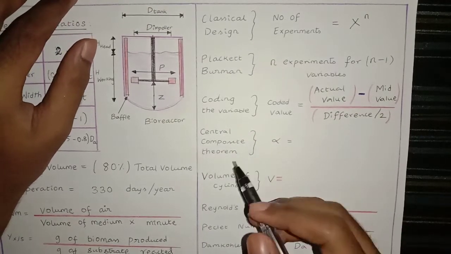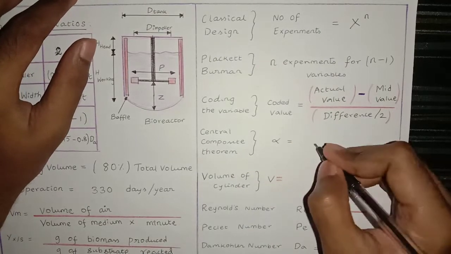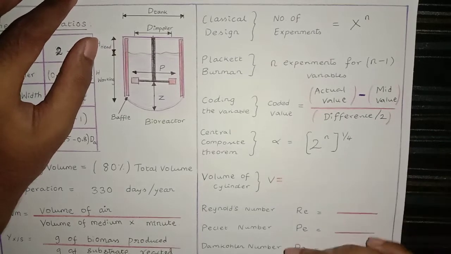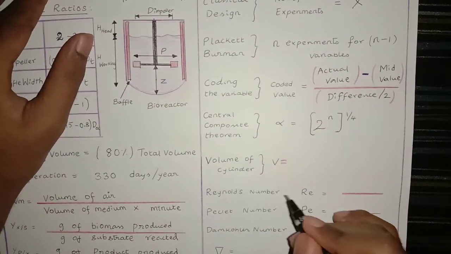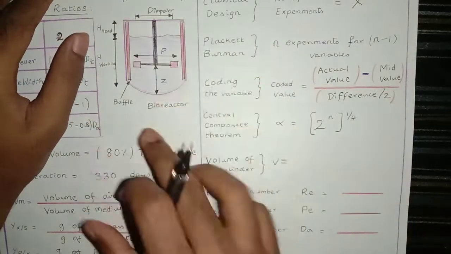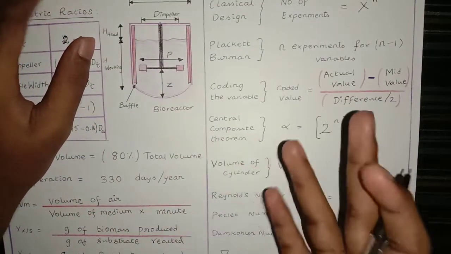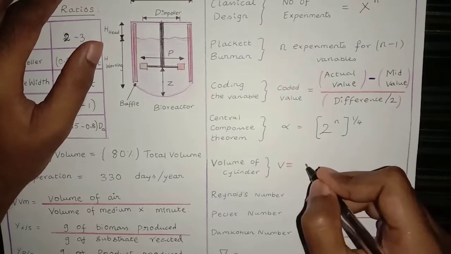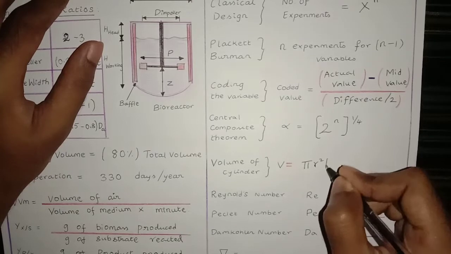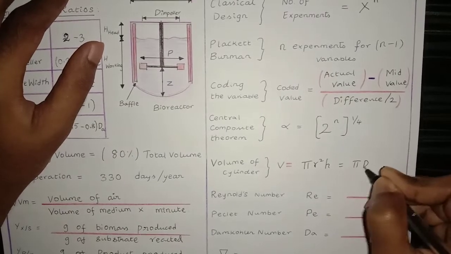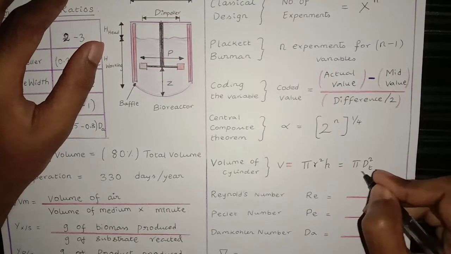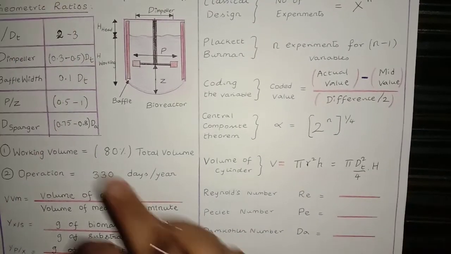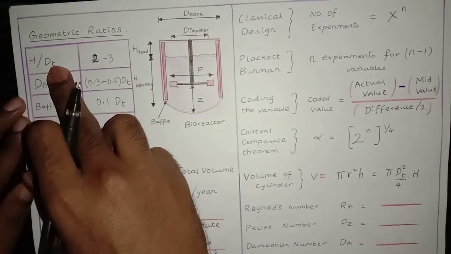In the central composite design, alpha is equal to 2 power n raised to the power 1 by 4. And we know the volume of a cylinder. For a bioreactor, to deduce the volume of the contents, we use the volume of a cylinder, which is equal to pi r square h. We use pi d square, the diameter of the tank squared, over 4 times height, and we replace h depending on the height to diameter ratio.